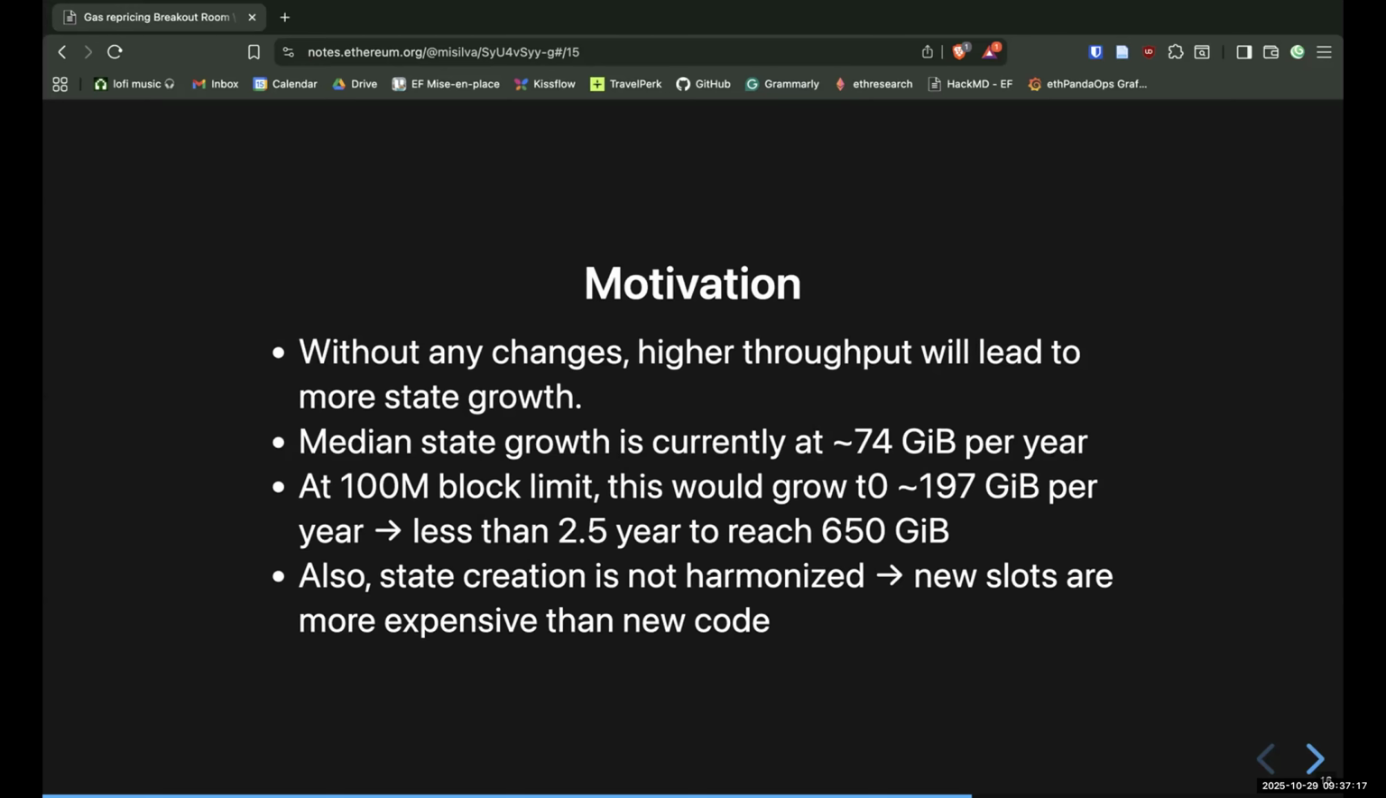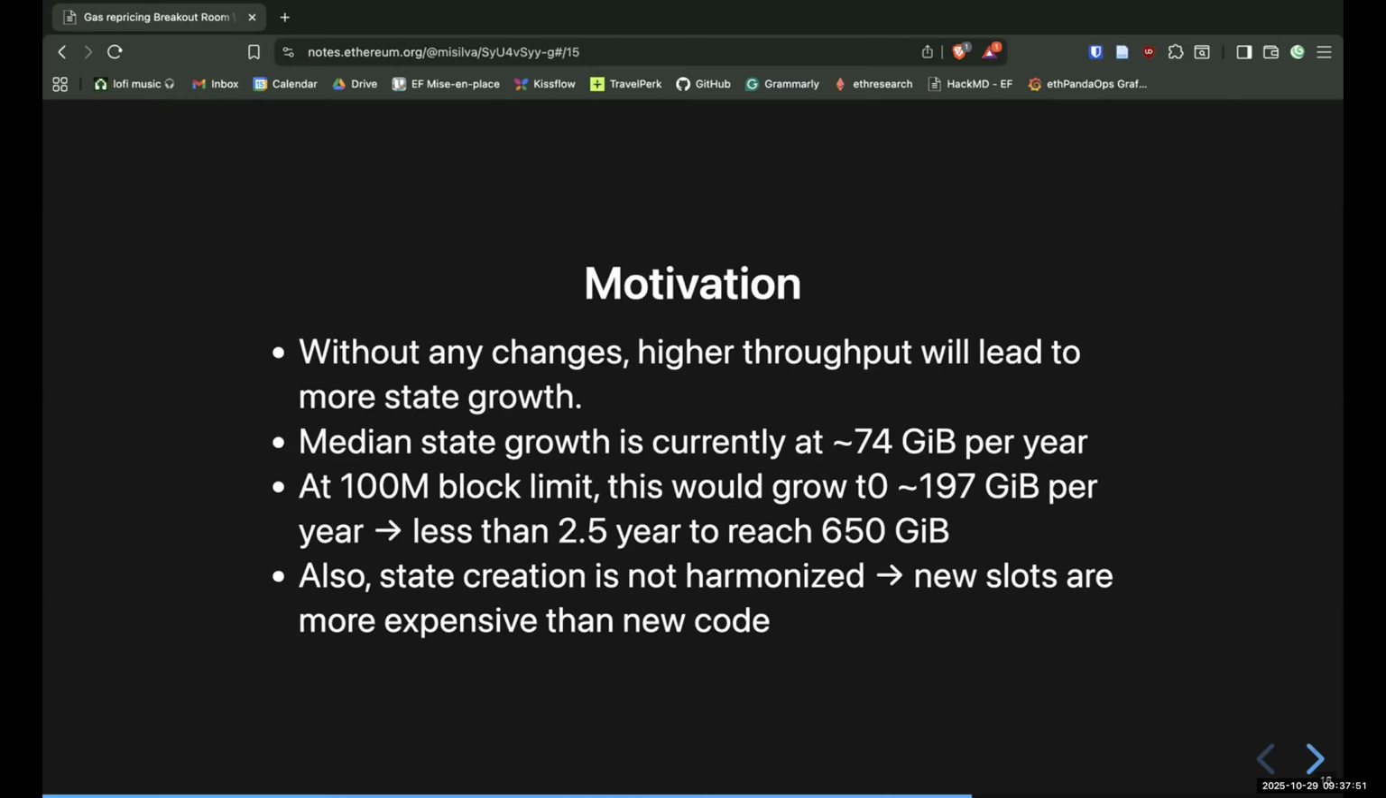If we were to proportionally project that, based on the current block limit, to the 100 million block limit, this would be 197 gigabytes per year. So this will actually give us less than 2.5 years to reach the 650 gigabytes threshold, which is worrisome. And so this is the key motivation for why state creation should become more expensive now.